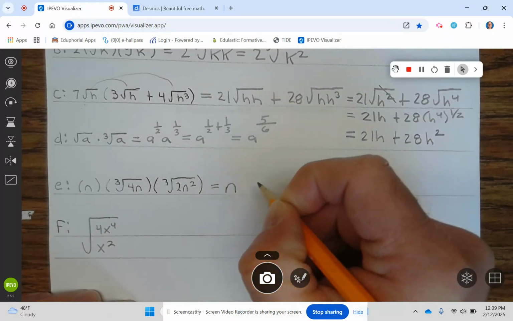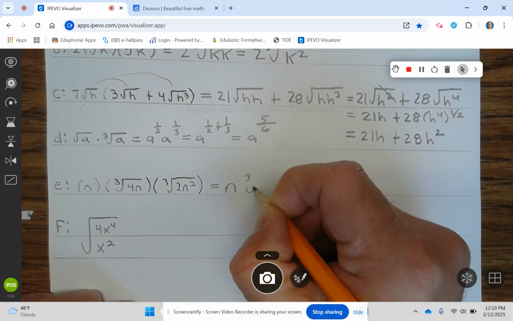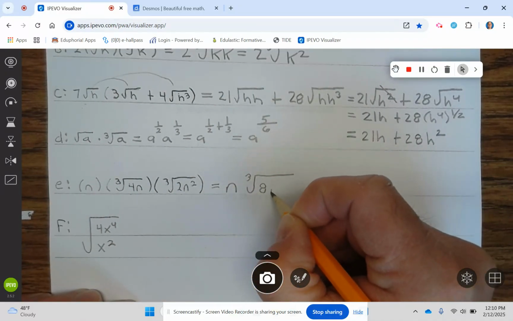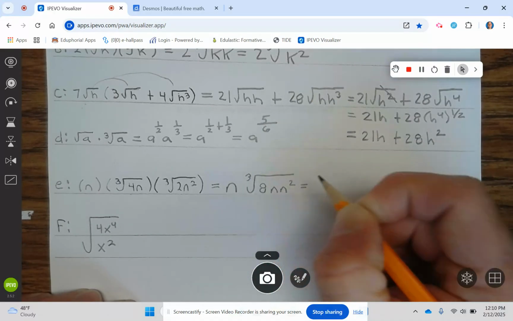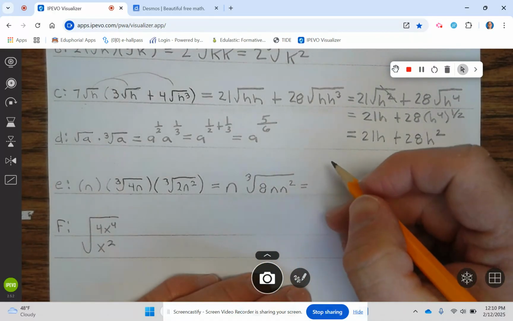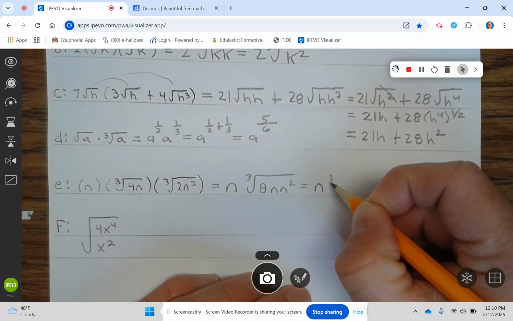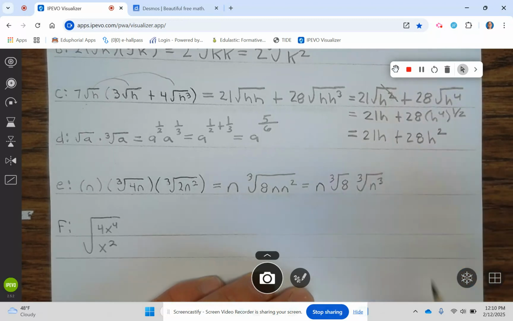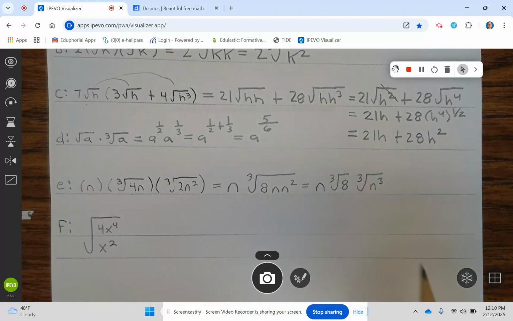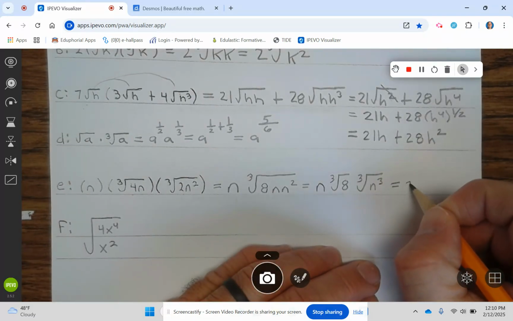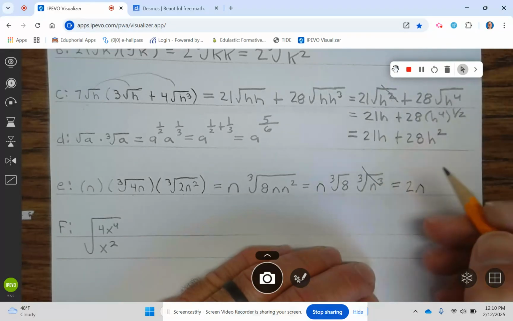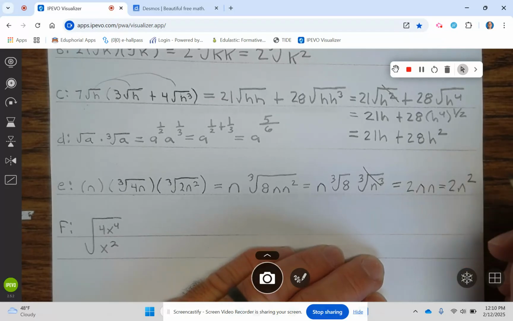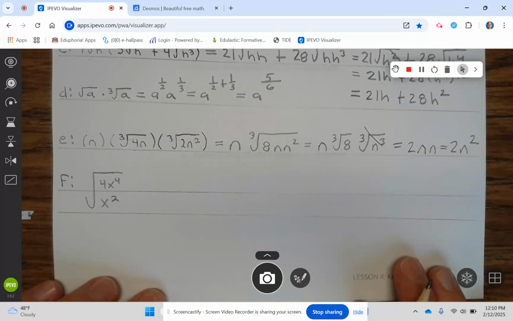So this becomes n times the cube root of 4 times 2 is 8, n times n squared, which equals n times the cube root of 8 times the cube root of n cubed. Well, the cube root of 8 is 2, so that's equal to 2n times n, which equals 2n squared. All right, let's take a look at f.